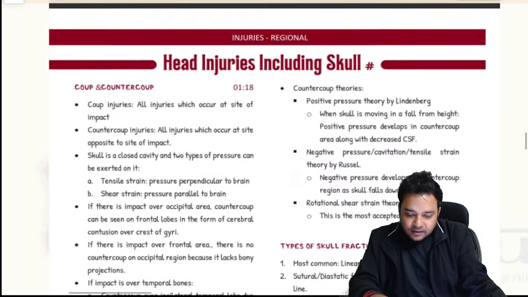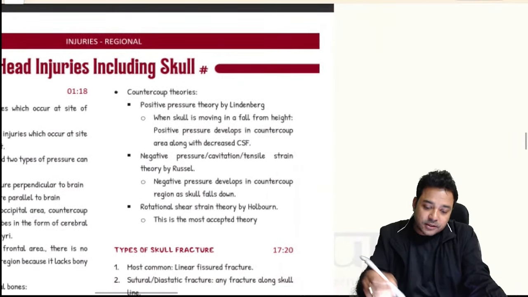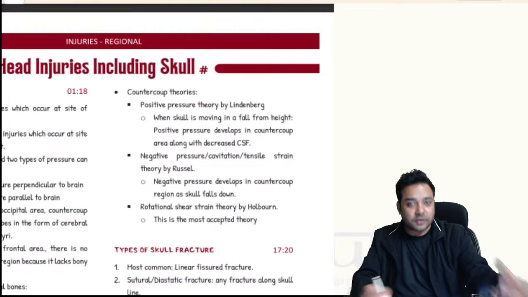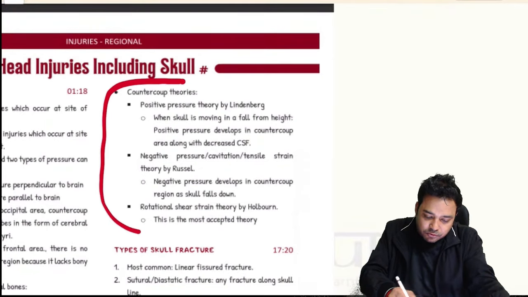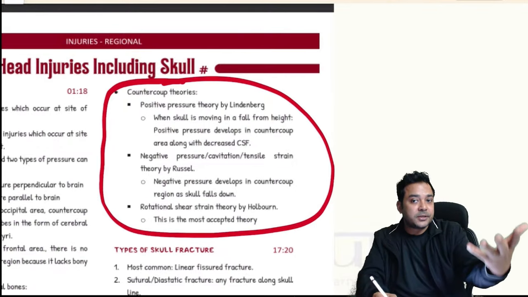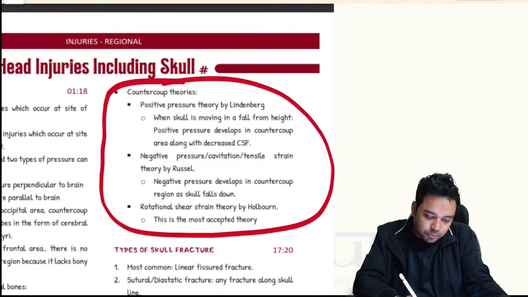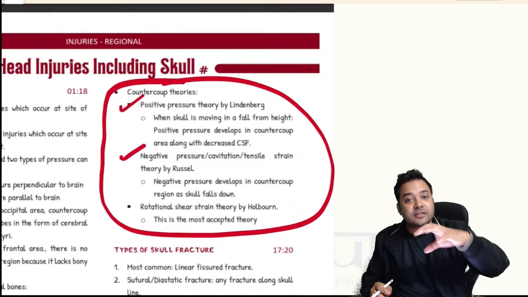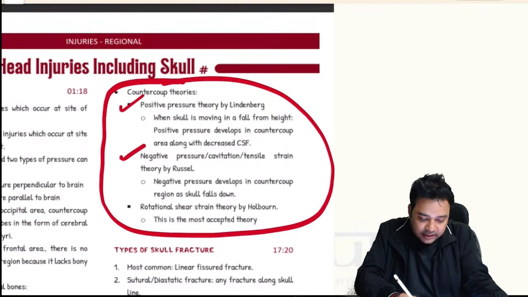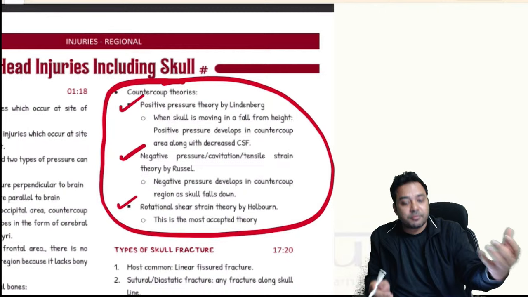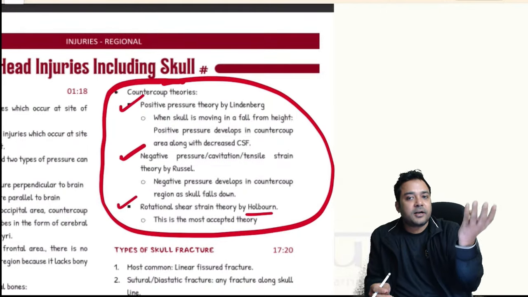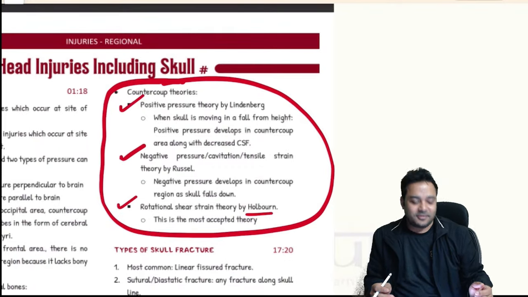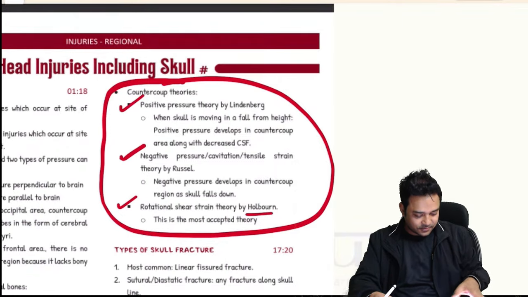Then in our notes, we have also covered the theories, because I know that this will be asked to Prof students. So this is the area which Prof students should cover: what are the countercoup theories telling us, that is, why this happens? One is the positive pressure theory by Lindenberg. Another is the negative pressure, cavitation or tensile strength theory by Russell. And the most accepted theory is the rotational shear strain theory by Holbourn. So remember these three names: Lindenberg, then Russell and then Holbourn. And you will get full marks.